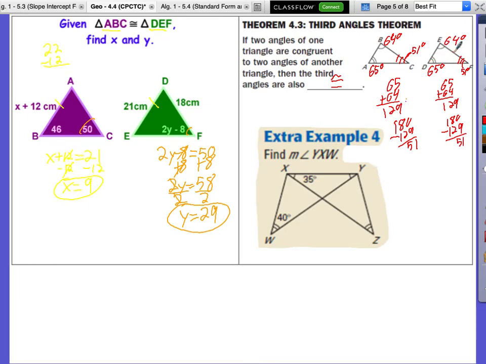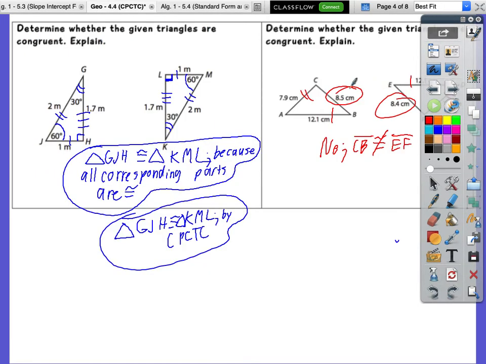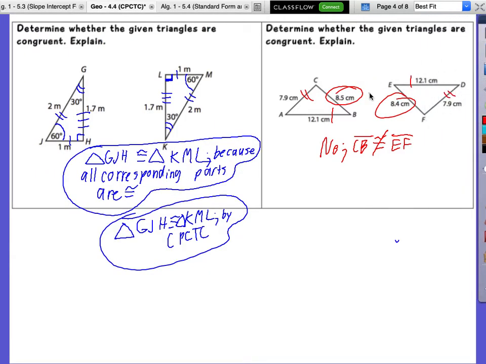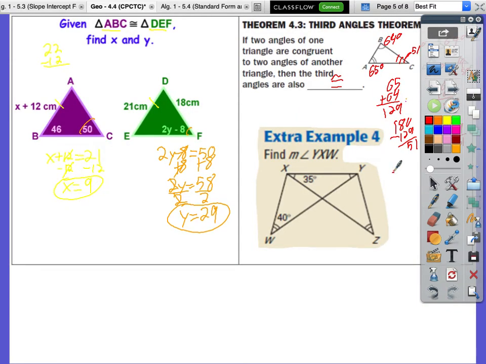But what about the other problem where they were all corresponding but one? 8.5 and 8.4. That was sides. So this is angles. Good question. So Julie was saying, hey, what about this other problem back here where we had 8.5 and 8.4? Well, these were sides. So this doesn't work for sides. We can have two sides congruent and the third sides are not. But this does work for angles. It'll work for angles all the time.